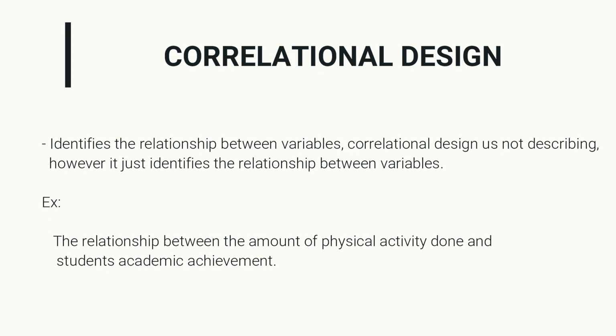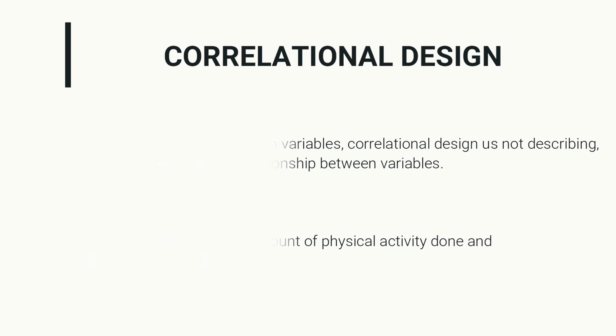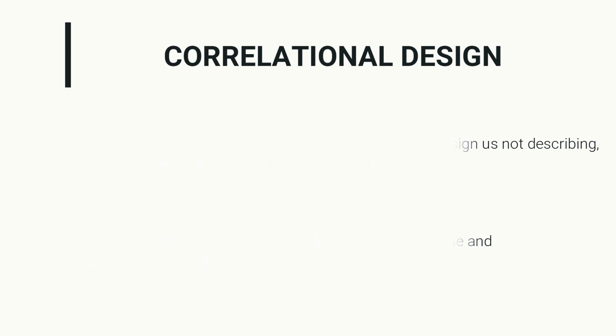In here, it is not describing what is physical activity. It is not describing what is student academic achievement. It wants to know the relationship between the amount of physical activity and student academic achievement. Again, it is not describing or getting the cause and effect. It just wants to know the relationships between them.